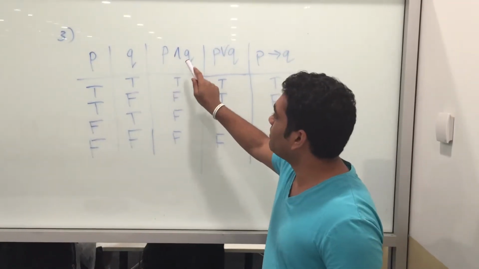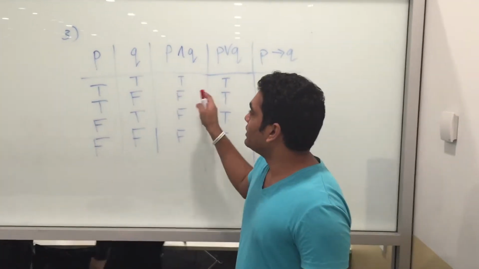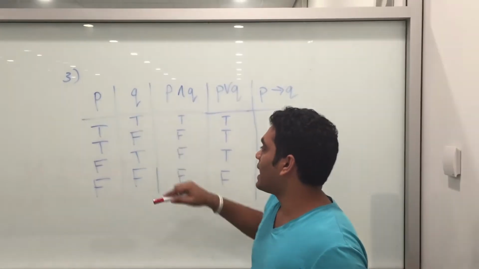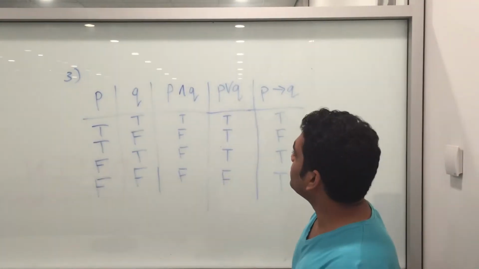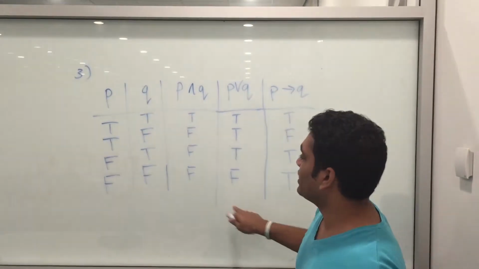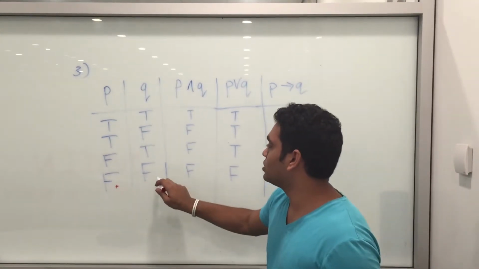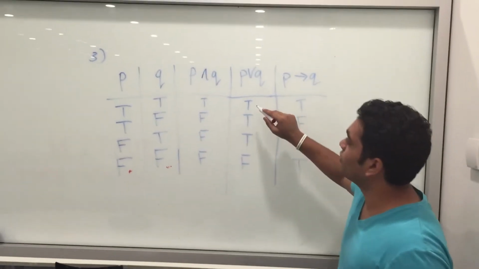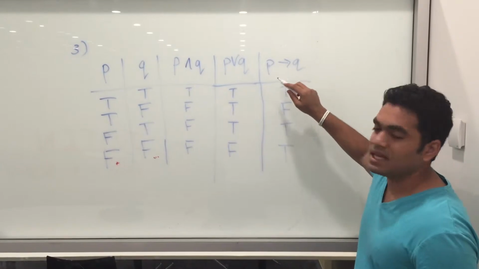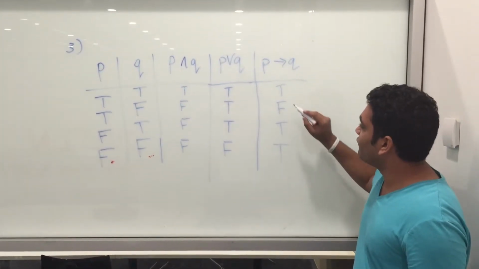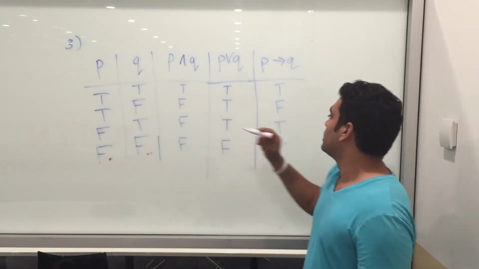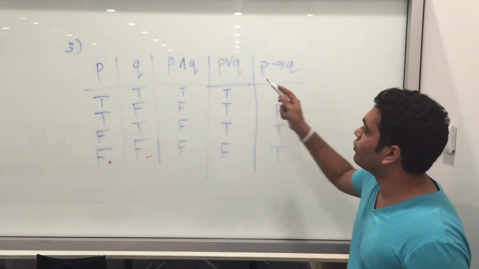So for the rule P and Q, it is only true when P is true and Q is true, and it is false otherwise. With the next one, which is OR, it is only false when both P is false and Q is false, and therefore it makes all the other statements true. Coming to the last one, which is P implies Q. It is only false if P is true and Q is false, therefore making it true for all the other statements.